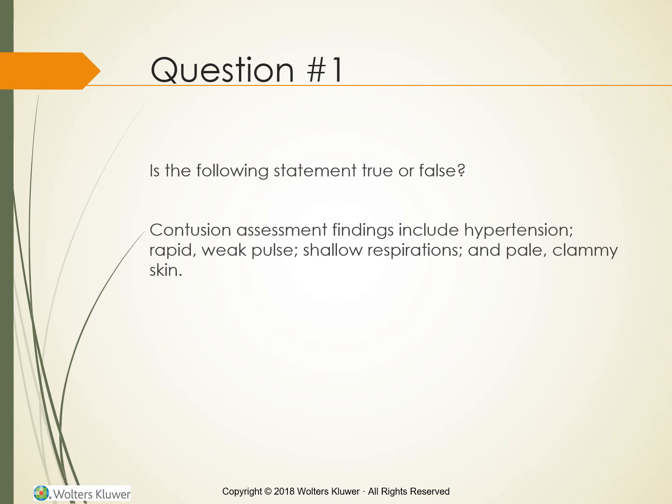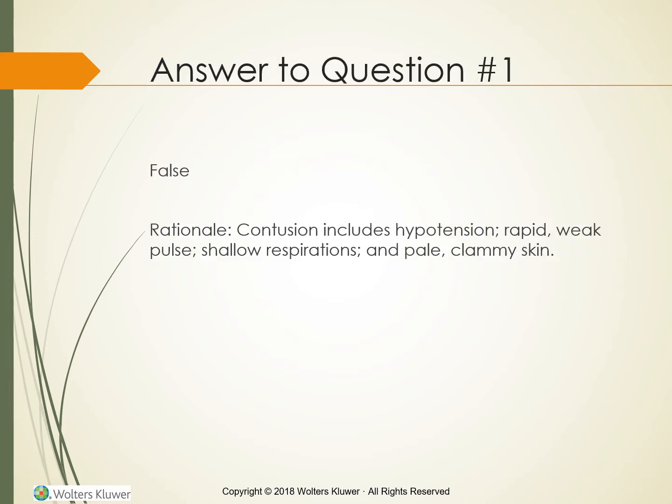Question number 1. Is the following statement true or false? Contusion assessment findings include hypertension, rapid weak pulse, shallow respirations, and pale, clammy skin. False. A contusion includes hypotension, rapid weak pulse, shallow respirations, and pale, clammy skin.